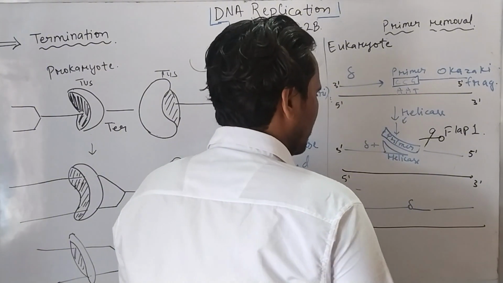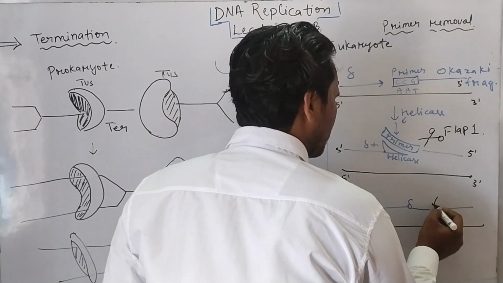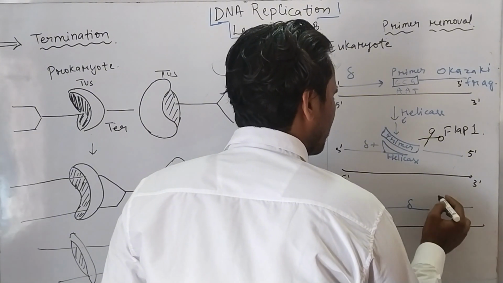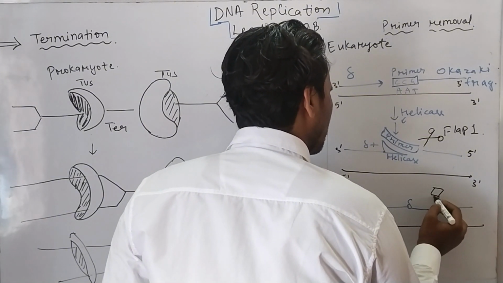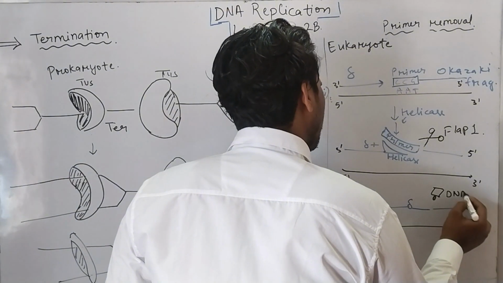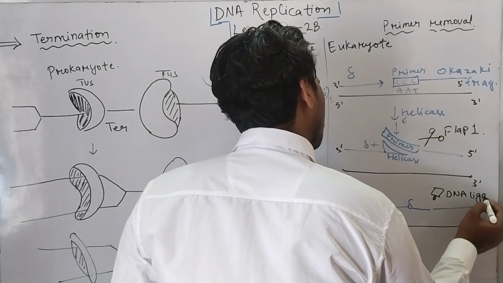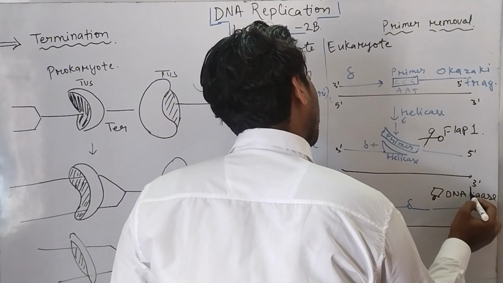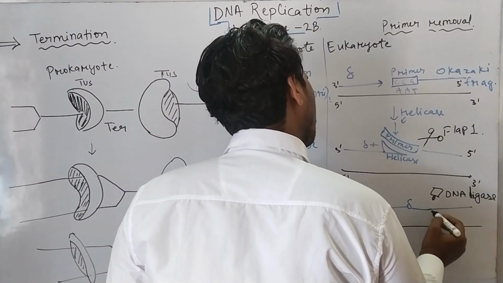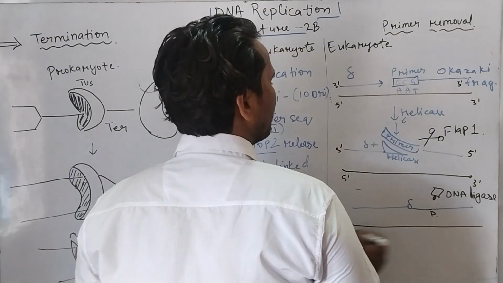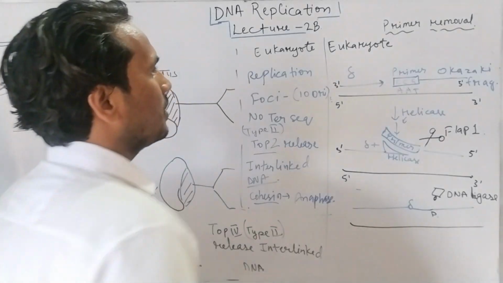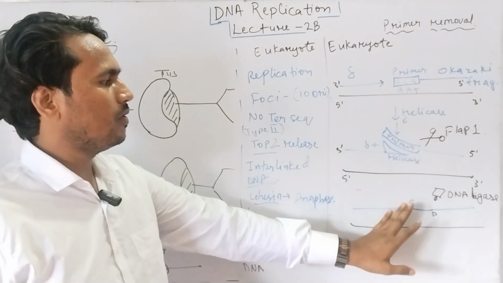So this is not a gap, it is actually a need of a phosphodiester bond, and this is done by the DNA ligase. So DNA ligase will come, and it will fill this by the phosphodiester. Okay. Now you will get a new DNA strand. After the removal, you will get a new DNA strand.